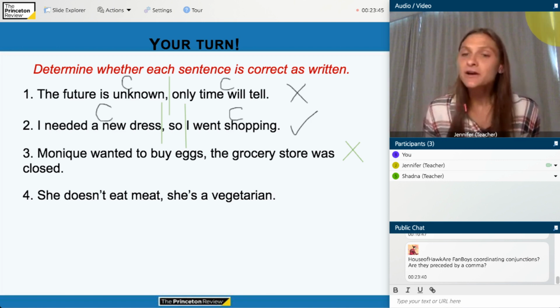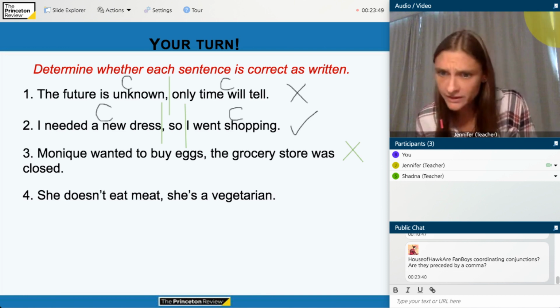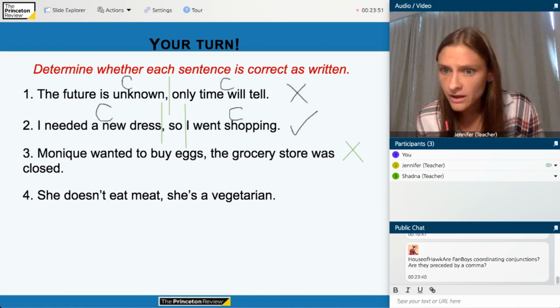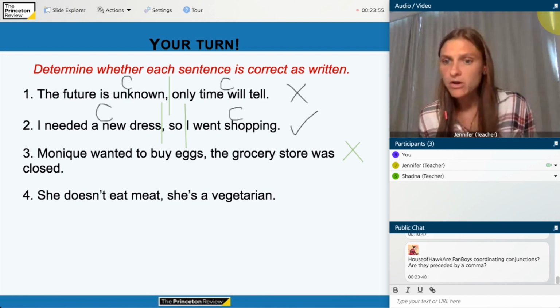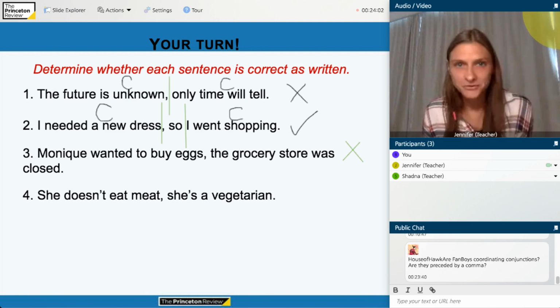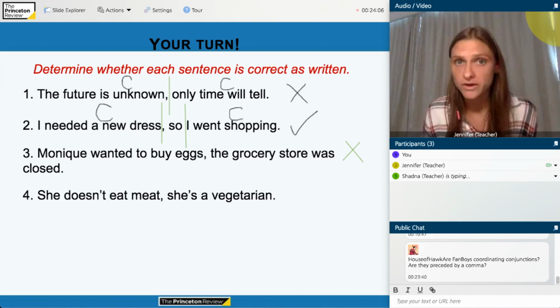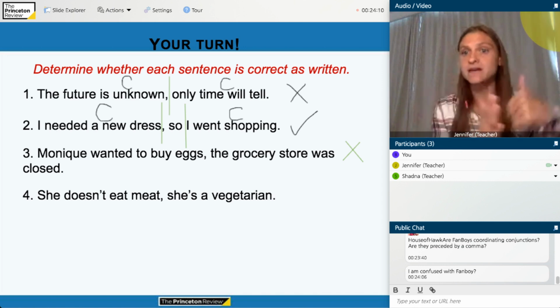And if it's not correct, think of some ways to rewrite it on your own. As you're doing that, let me take a look at this question. Are fanboys coordinating conjunctions? Are they preceded by a comma? Yes, fanboys are coordinating conjunctions. So fanboys is just an acronym, like literally the word fanboys, to remember for, and, nor, but, or, yet, so. The 7 conjunctions that are that type.